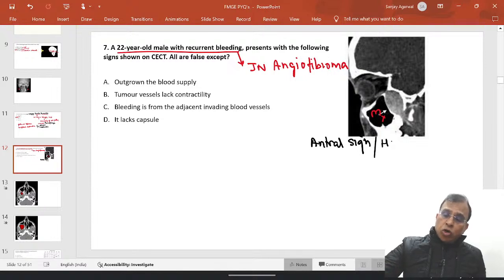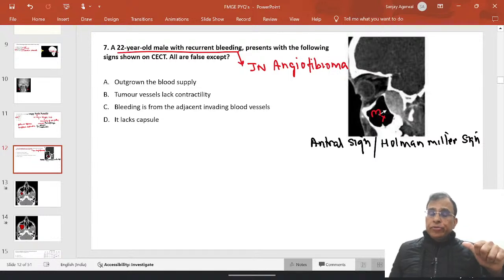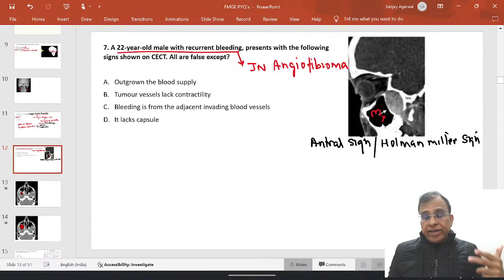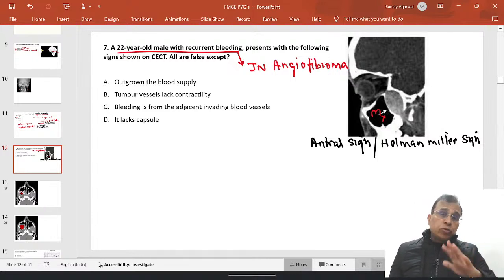Antral sign is also called Holman-Miller sign. Now about antral sign, guys, you have to know two things. What are the two things you have to know? A, you have to know that this sign is seen in angiofibroma, easy. And what is the finding of antral sign? The posterior wall of the maxilla is pushed anteriorly, and the CT scan could be important. I'll show you other CT scans also about this sign.